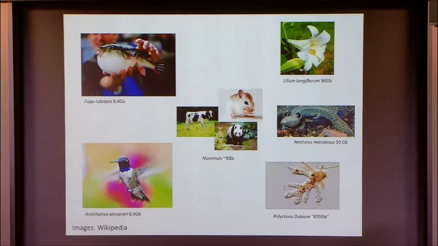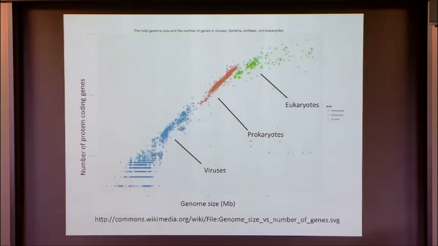Looking more widely across life, genome size varies by seven orders of magnitude here. You've got eukaryotes in green, and you can see the animals that we've been looking at are up here. Prokaryotes have smaller genomes, viruses have smaller genomes. So we saw that genome size varies quite a lot across animals.